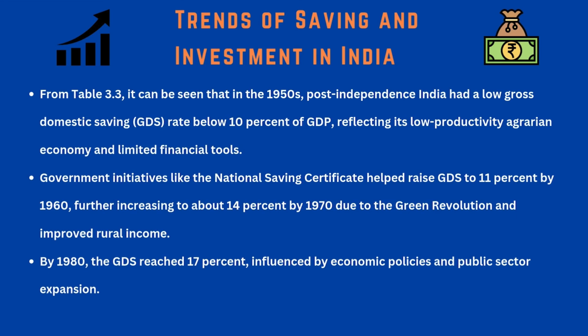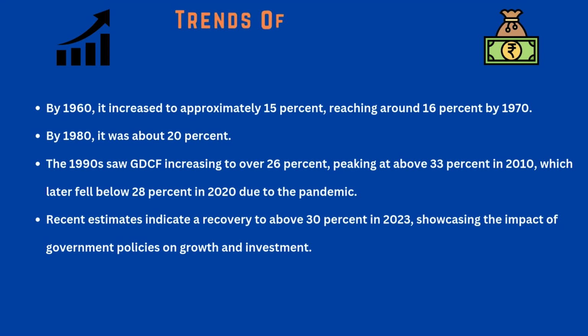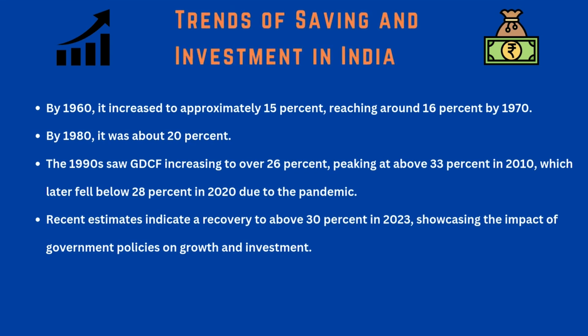By 1980, the GDS is 70%, influenced by economic policies and private sector expansion. By 1960, it increased to approximately 15%, reaching about 16% by 1970. By 1980, it was about 20%. The 1990s saw GDCF increasing to 26%, peaking at above 33% in 2010, which later fell below 28% in 2020 due to the pandemic. Recent estimates indicate a recovery to about 30% in 2023, showcasing the impact of government policies on growth and investment.